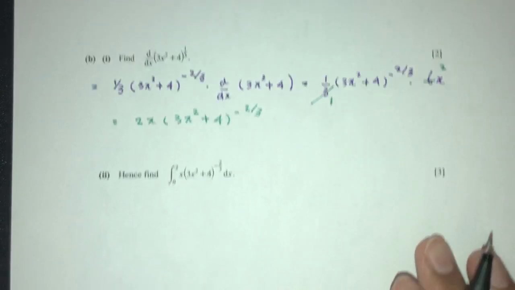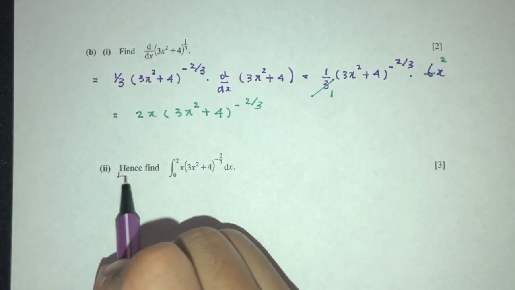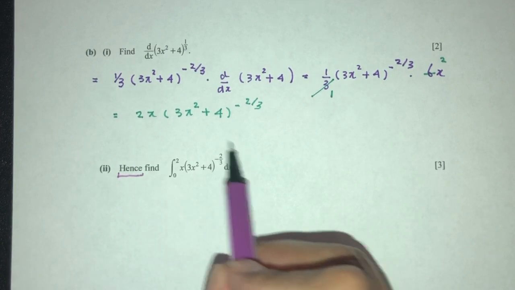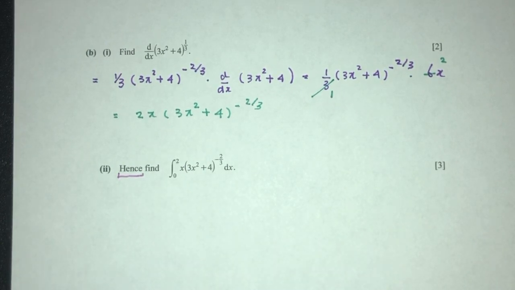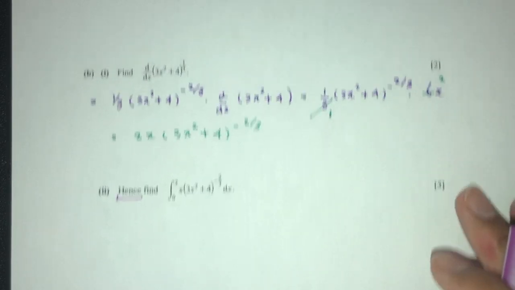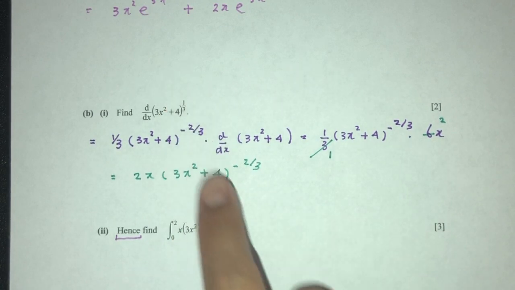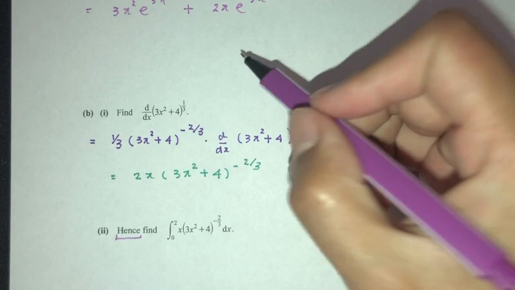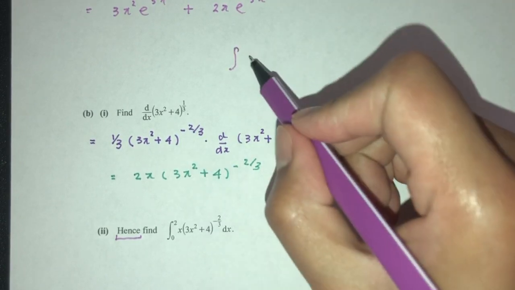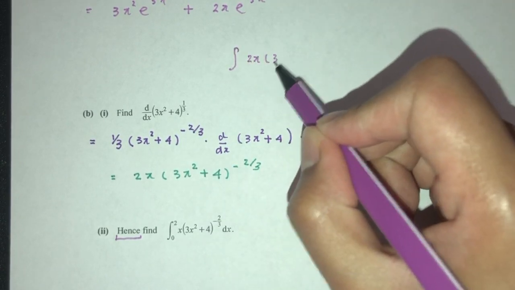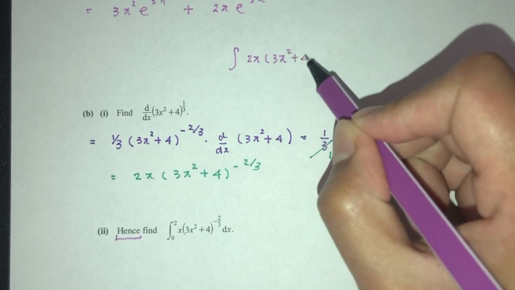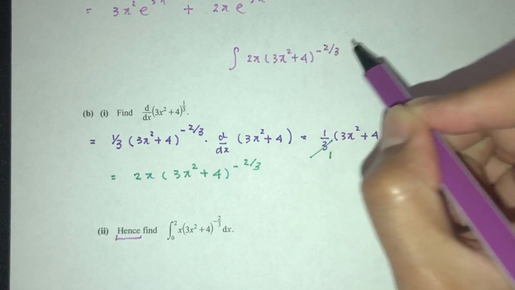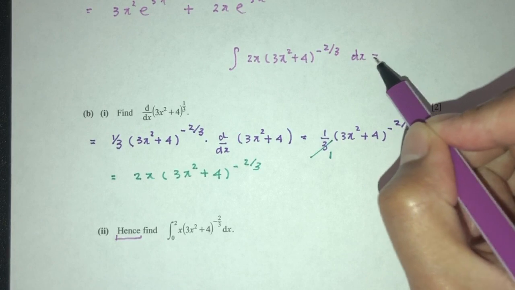Now for part 2, hence, it means we have to use part 1 to find this answer. Again, this kind of question, we have to understand that integration is a reverse process of differentiation. So what do I mean? I mean that if you observe these two, when we differentiate this one, we get this one. It also means if you were to integrate this one, you're supposed to get back this one.